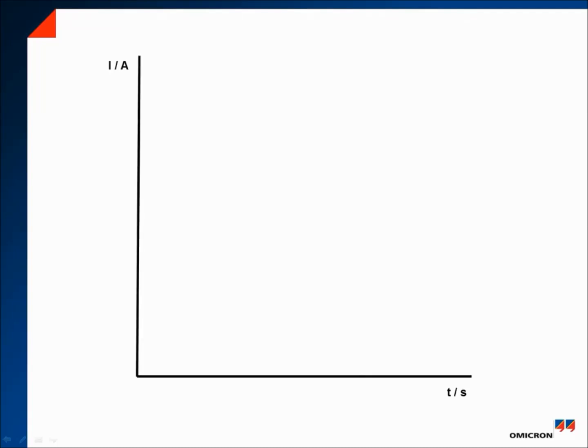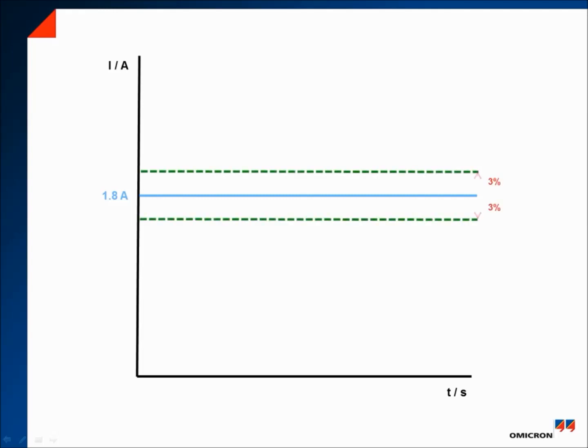The relay's pickup value has been set to 1.8 amps and is signified by the blue line. According to the relay's manual, the pickup value has a tolerance of 3%, determining both upper and lower limits that are represented by green lines in the figure. The goal of this test is to check that the pickup value is contained within the tolerance band.